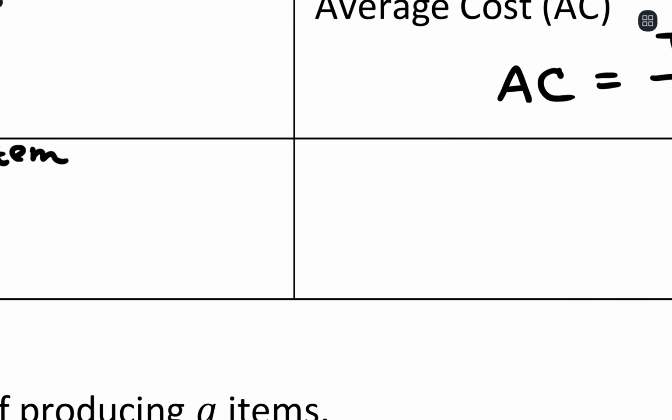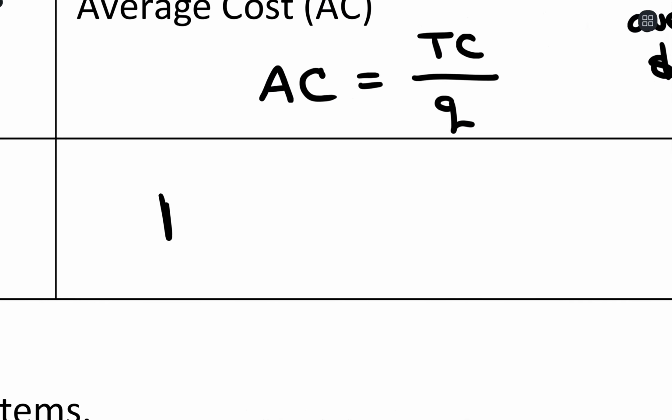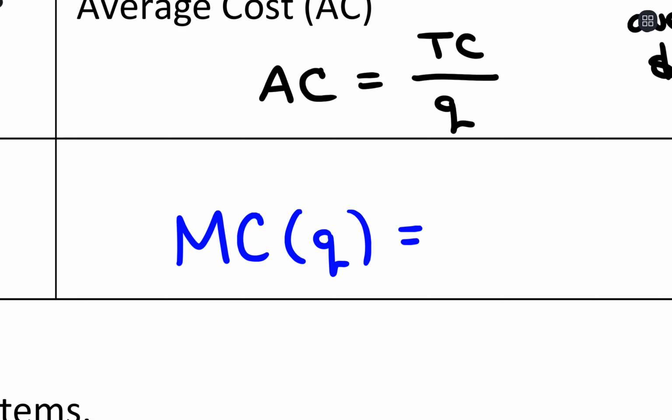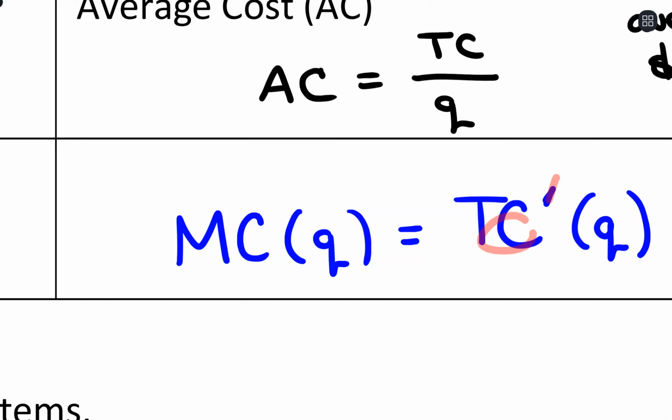So if we need to find a function or a value for this marginal cost, actually let me use a different color here because this is our new piece. The marginal cost of producing Q items would be the derivative of the total cost of producing those Q items. So this is going to evaluate how total cost is changing right at that value of Q. And that idea is the idea of marginal cost.